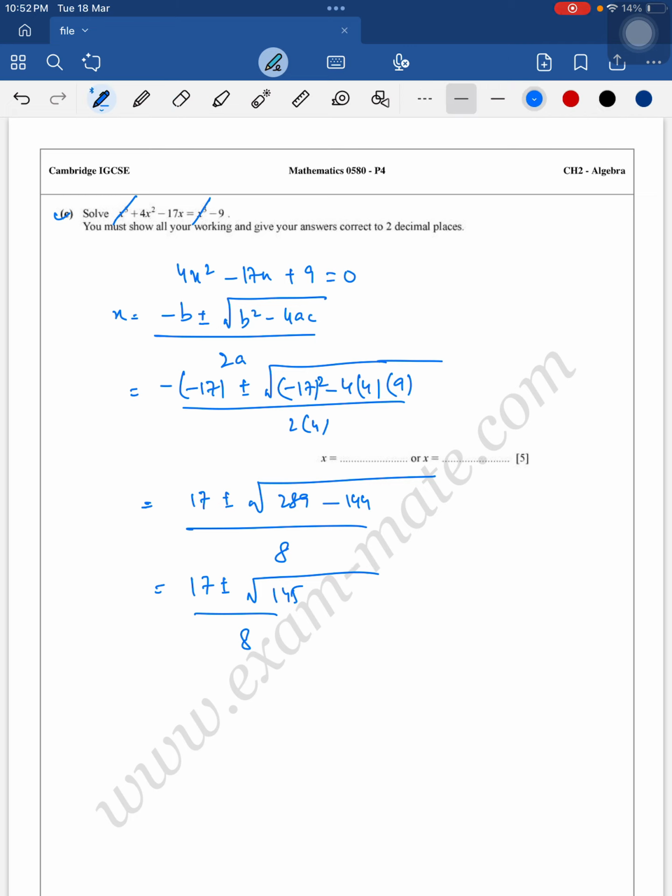So x is equal to 17 plus root 145 upon 8 and x is equal to 17 minus root 145 upon 8, right? 17 plus root 145 upon 8 is 3.63, and 17 minus root 145 divided by 8 is 0.62. Is it clear? So in this way we solved this equation, 4x square minus 17x plus 9, right?